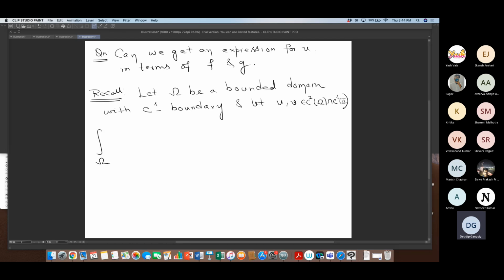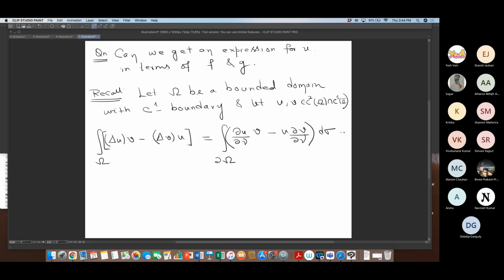So can you tell me what will be the formula? Laplacian u into v minus Laplacian v into u. This I'm writing as the integral over del omega of del u by del nu into v minus u into del v by del nu, d sigma. How to prove this? Anyone? I'm writing this left hand side is equal to right hand side. How am I writing this?